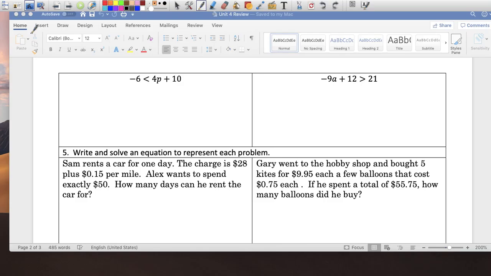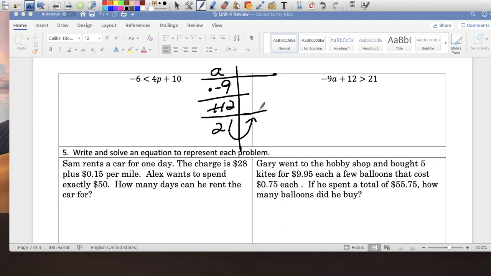So I think we're on this one. My variable is a, which is being multiplied by negative 9. I'm going to add 12 to it. It's going to be greater than 21. Going backwards, I'm going to use the inverse operations: minus 12, and then divide by negative 9. So these are the two operations I'm going to show.